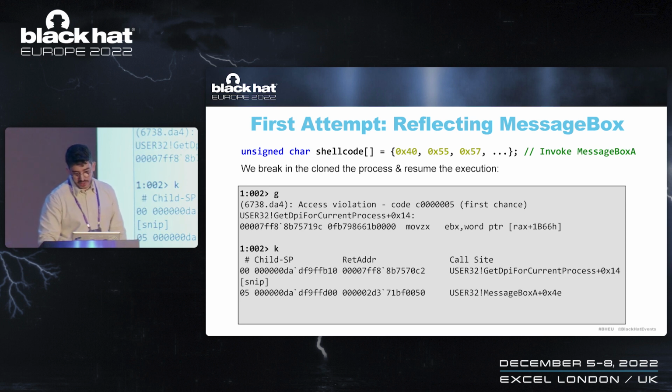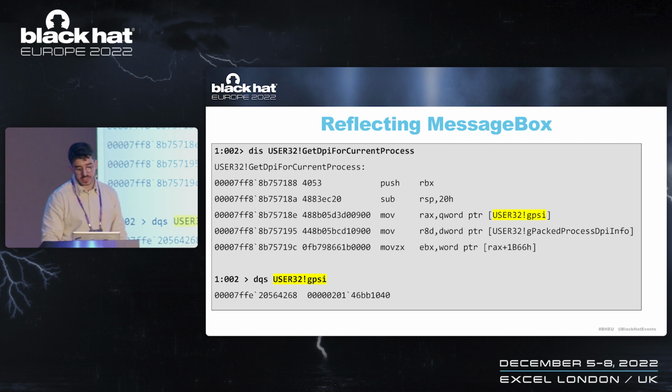Okay, so let's start with disassembling GetDpiForCurrentProcess and checking what's failing. I can see the RAX register is pointing to user32!gpsi, a symbol from user32. And when actually reading its contents later, we fail. Let's get the address of the actual symbol, what it's pointing to. And from using this command, I get this address here, 210, next.